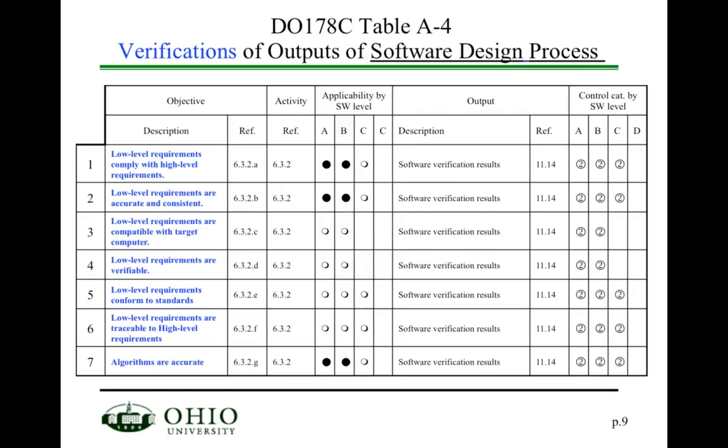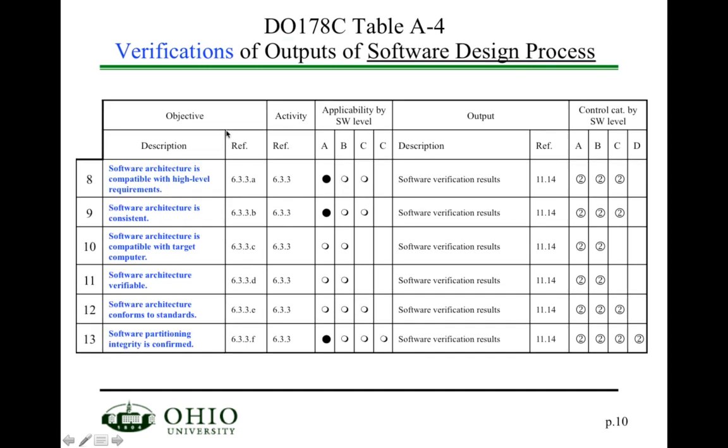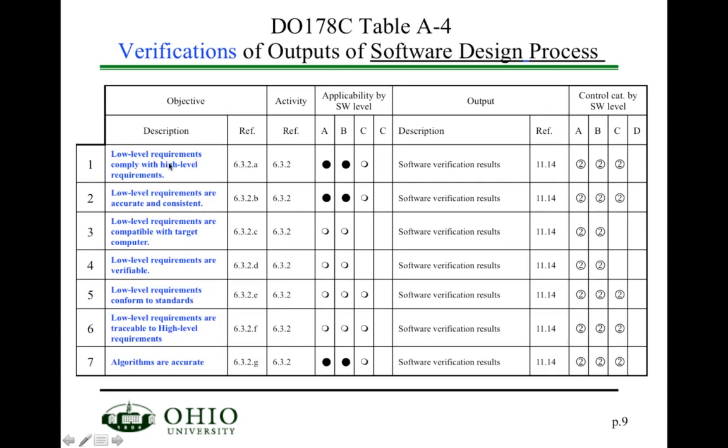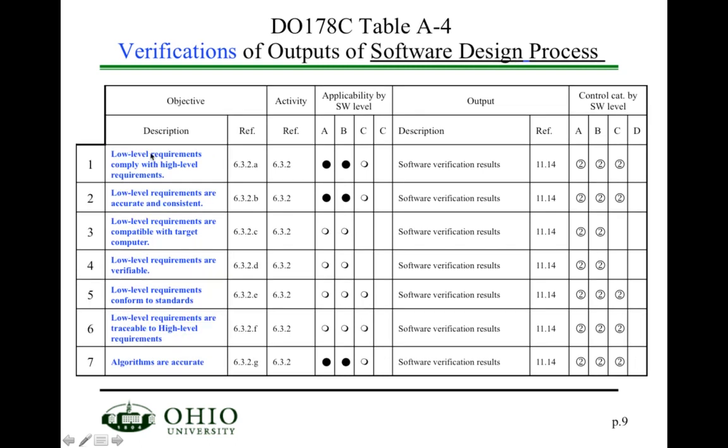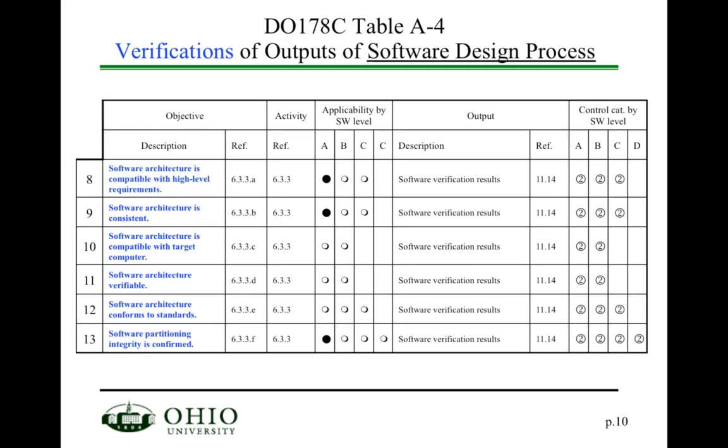So if we go down one level in hierarchy, there's a similar table for the outputs of the software design process. And you see, these are kind of the same things that we talked about on the previous slide. We check compliance, accuracy, consistency, compatibility, verifiability, conformance, traceability, and algorithm accuracy. Needless to say, in the software design process, we really talk often about low-level requirements, but also the software architecture. And that means also that all these attributes, like compliance and accuracy and consistency, are also valid for the software architecture.